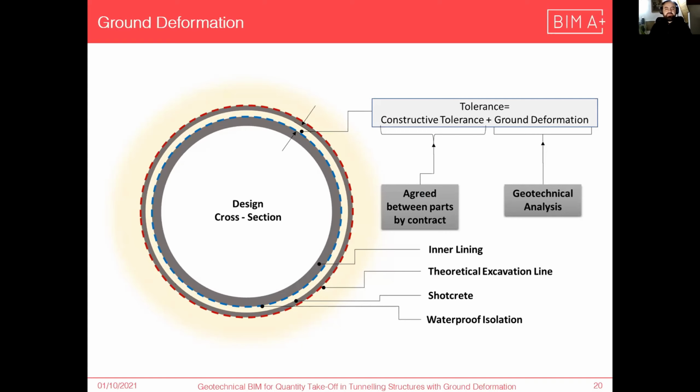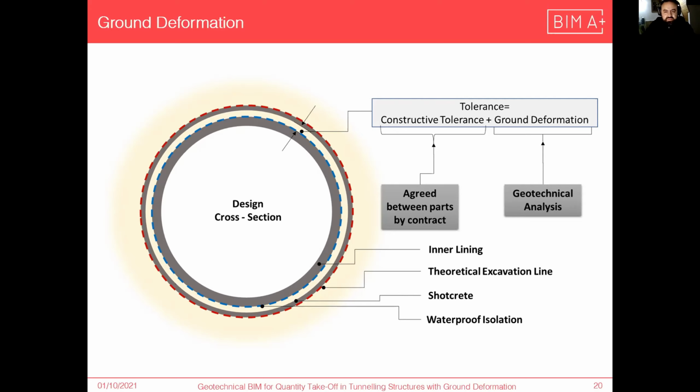Okay, let's go back to the ground deformation. What we can see here is a simplified representation of how a tunnel cross-section should look like in a BIM model. So starting from the middle, we have the design cross-section. After that, we have the inner lining, the concrete support, and then the waterproof isolation. But then after that, we have a void there that is very important. And after this void, we have the shotcrete, and that finally represents the so-called theoretical excavation line.